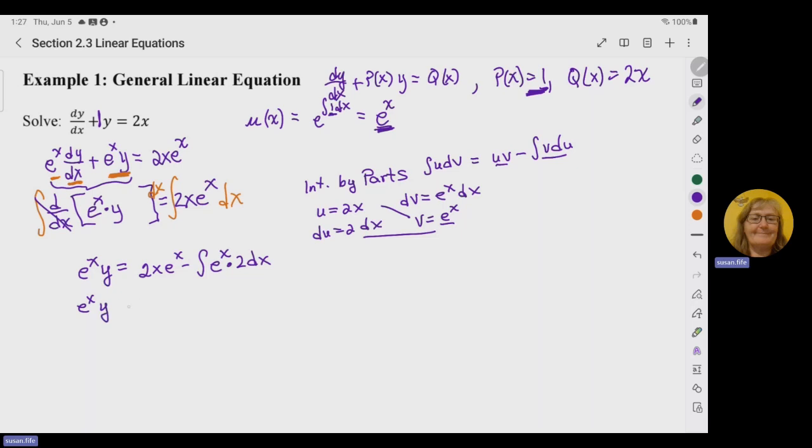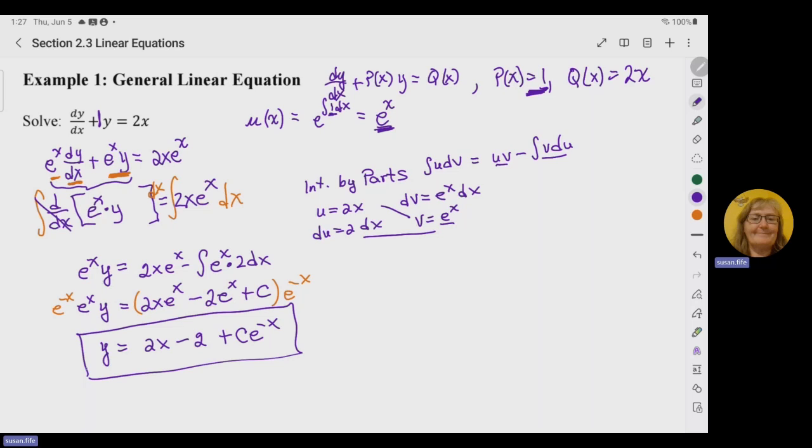So finishing that integration on the right side, when you integrate e to the x, you get e to the x. So that second term is going to be 2e to the x plus c. From here, I can solve for y by multiplying by e to the negative x on both sides. And that'll give me y equals 2x minus 2 plus c e to the negative x.